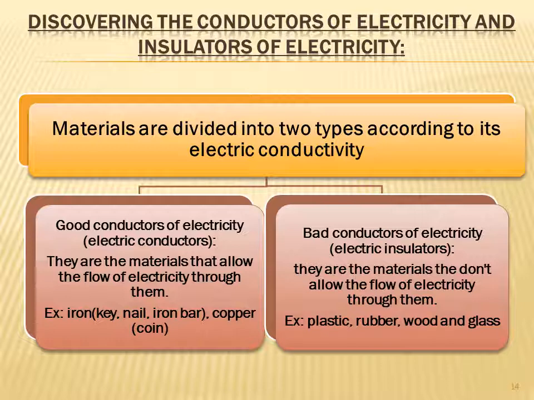The other group is called bad conductors of electricity or the electric insulators. Those are materials that do not allow the flow of electricity through them. Like what? Like plastic, rubber, wood and glass.